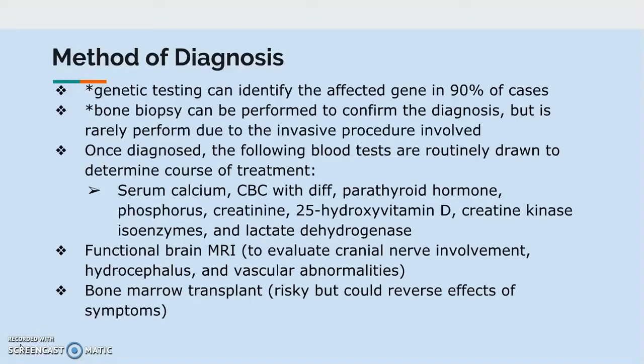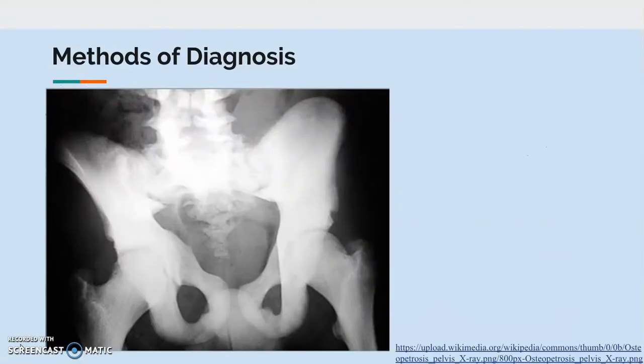Functional brain MRI to evaluate cranial nerve involvement, hydrocephalus, and vascular abnormalities. Bone marrow transplant. This is a nice picture of methods of diagnosis to pelvis and hips.